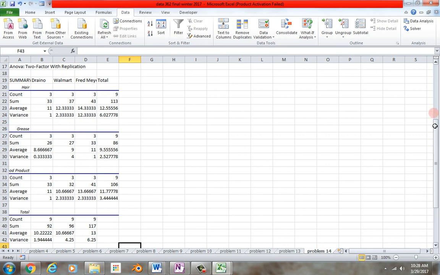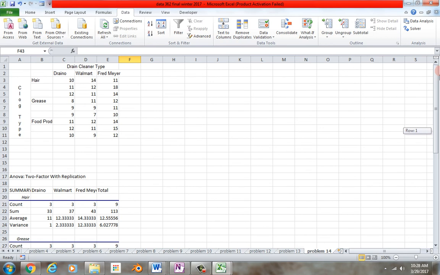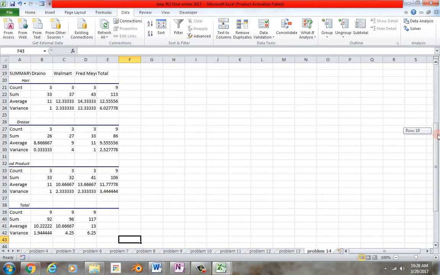Okay. So this was the amount of time it takes to clear out the clog, as I recall, from the data. And the quickest here, these are averages, of course, would be the Drano on a grease clog, which is pretty quick, okay? Hair clogs take a while no matter what you do, but it looks like Drano's pretty good at that, too. It looks like Drano's pretty good on food, too, although it looks like Walmart beats it just a skosh on food, right? Other than that, not a whole lot you can say about these guys, okay? That is the essence of two-way ANOVAs.